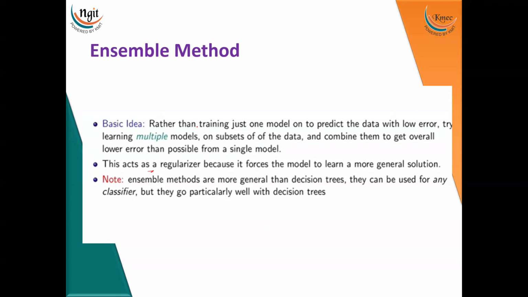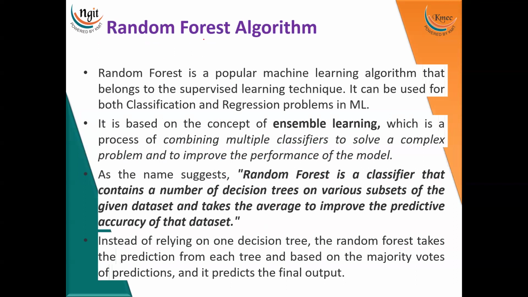A very important note regarding these ensemble methods is that they are more general than decision trees, and they can be used for any classifier, but generally they go particularly well with the decision tree. Instead of constructing one single decision tree, we can try implementing multiple decision trees. Multiple decision trees, generally, we call a random forest algorithm. It is a popular machine learning algorithm that belongs to the supervised learning technique, and it can be used for both classification and regression problems. It is based on the concept of ensemble learning, which is a process of combining multiple classifiers to solve a complex problem and to improve the performance of a model.